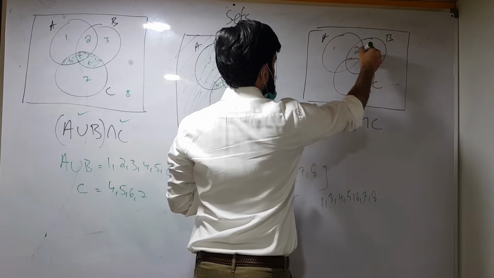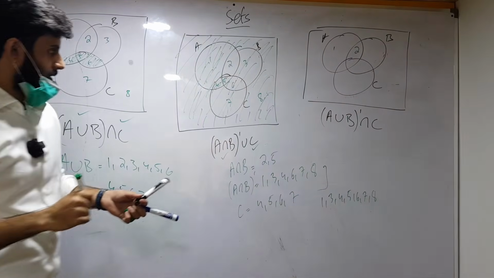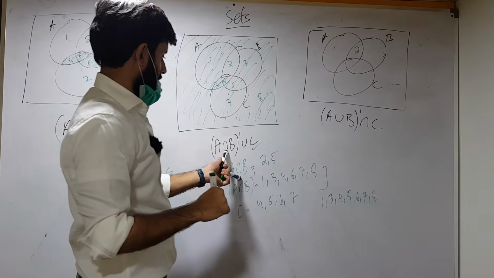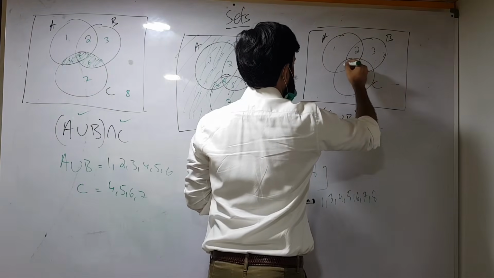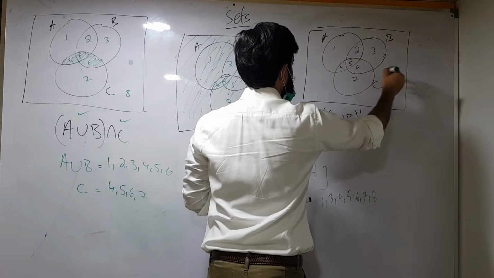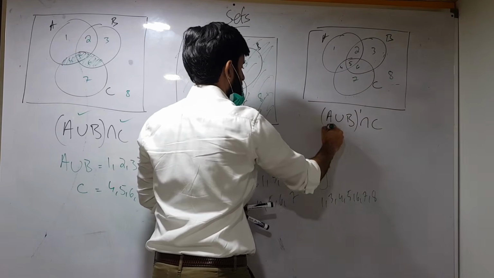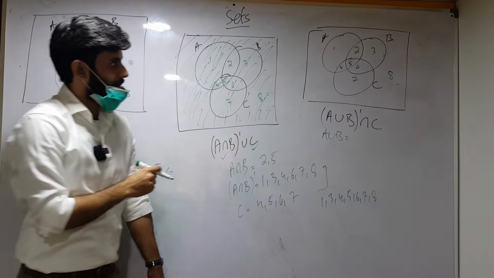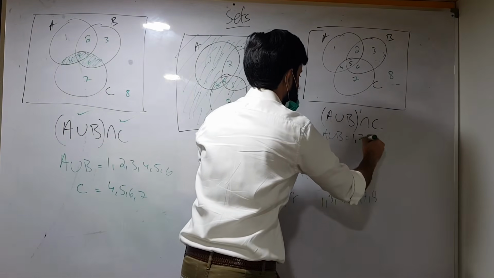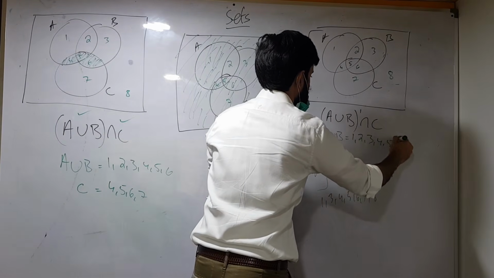ये इंटरसेक्शन है और यहाँ पे यूनियन है. 1, 2, 3, 4, 5, 6, 7 and 8. So let's write down A union B first and then we will complement it. A union B में क्या क्या आएगा बता? 1, 2, 3, 4, 5 and 6.